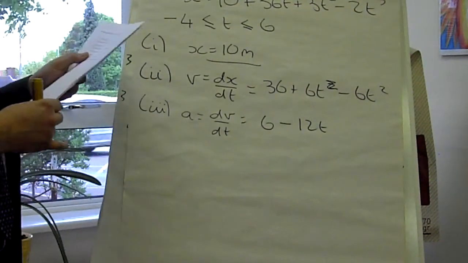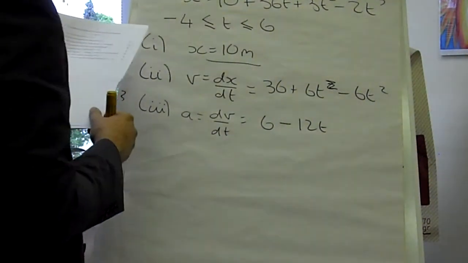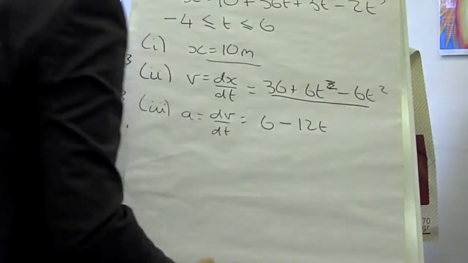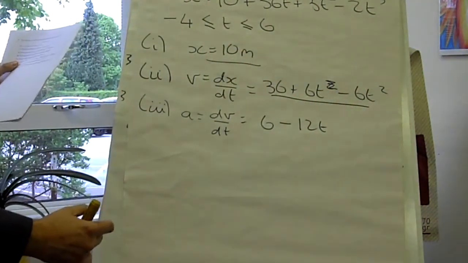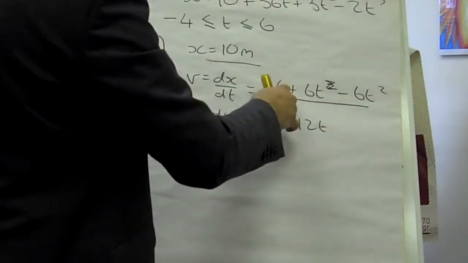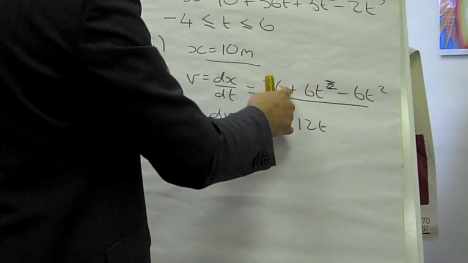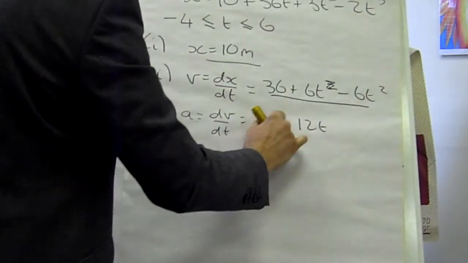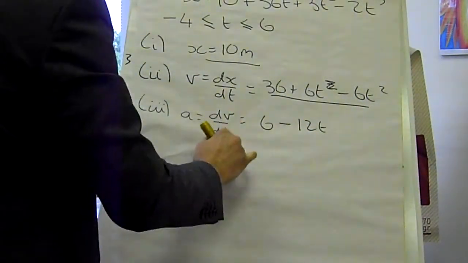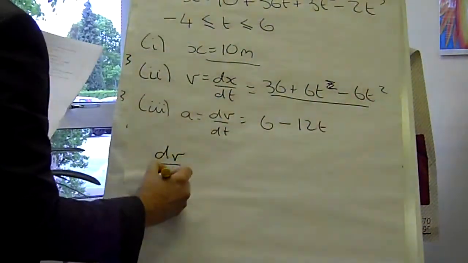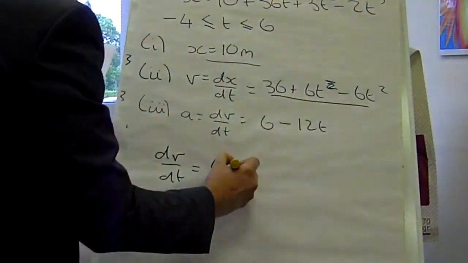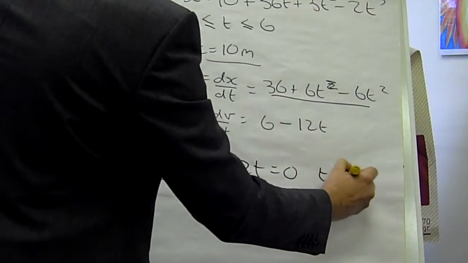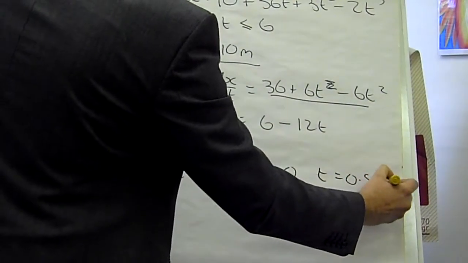Part 4. Find the maximum value of v in this time interval. Well, here's our expression for v, and we know that to find the maximum value of a function, we differentiate it and put it equal to 0. Well, we've already differentiated this function here. So if we put this, which is dv/dt, equal to 0, then we can see that that gives the time of t is 0.5 seconds.